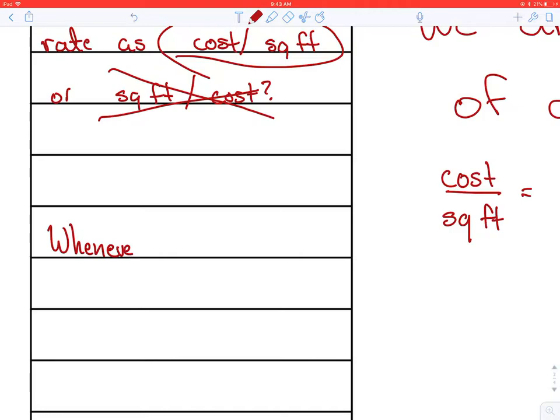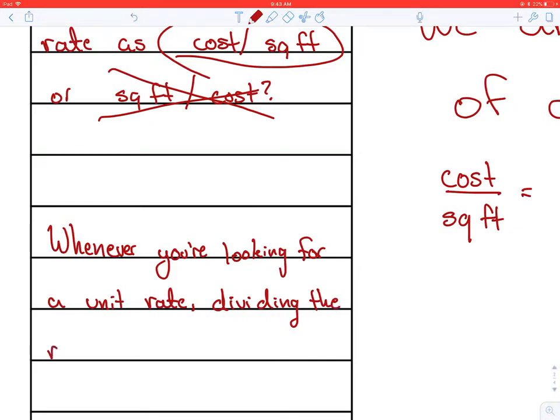Whenever you're looking for a unit rate, dividing the rate will turn the denominator into 1.